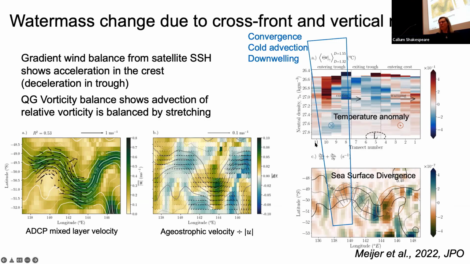So each column represents a transect, and each cell is the average temperature across the front at each density level. So what we're seeing is a cooling as we move along stream in this first part where we have convergence, and that describes a cold advection and a downwelling. And where we have divergence, there's warm advection and upwelling. So that reference to vertical motion now needs a little explanation.